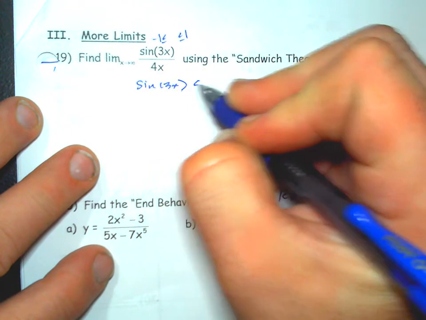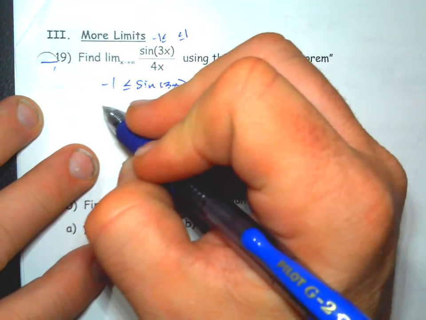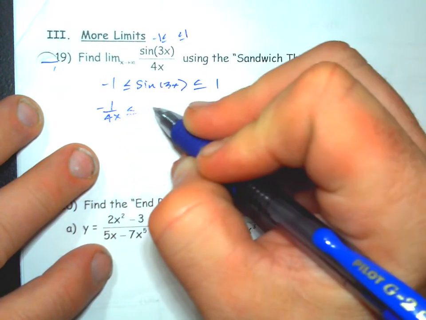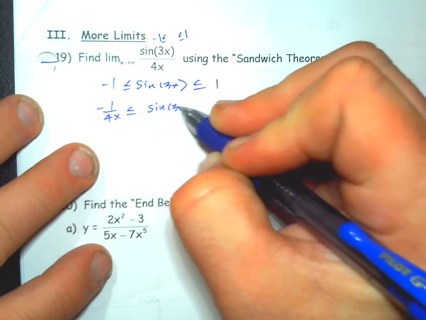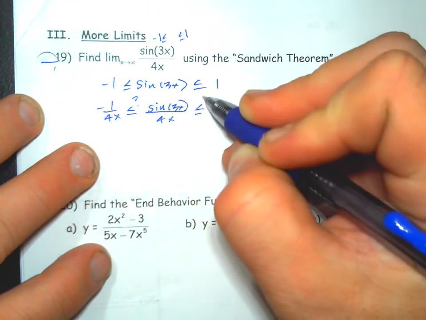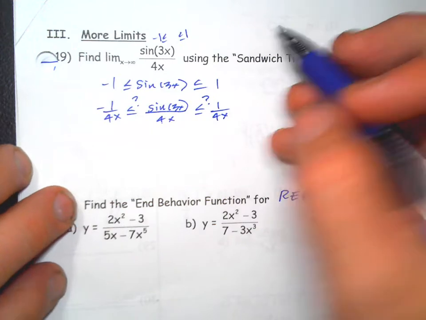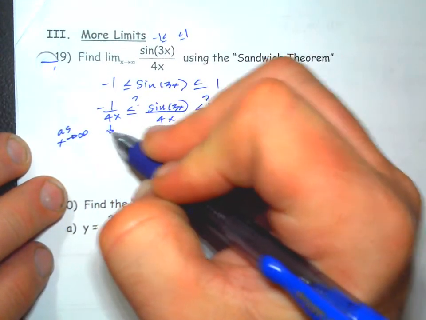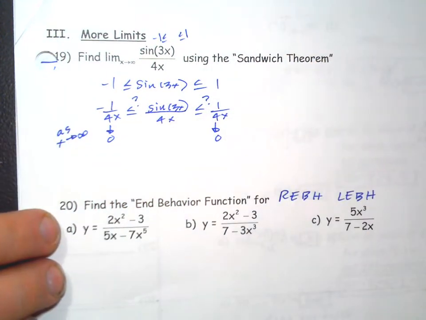So we're going to start with this, and we're going to multiply through by 1/4x. Now, if x is negative, we have to flip all these inequality signs, but in the end, it's not going to really matter which way they face. As x goes to infinity, this goes to 0, and this goes to 0. So this has to be stuck in between them, and it's got to be 0.